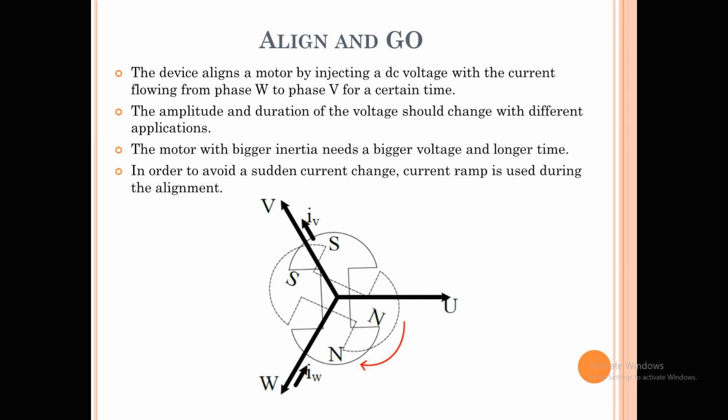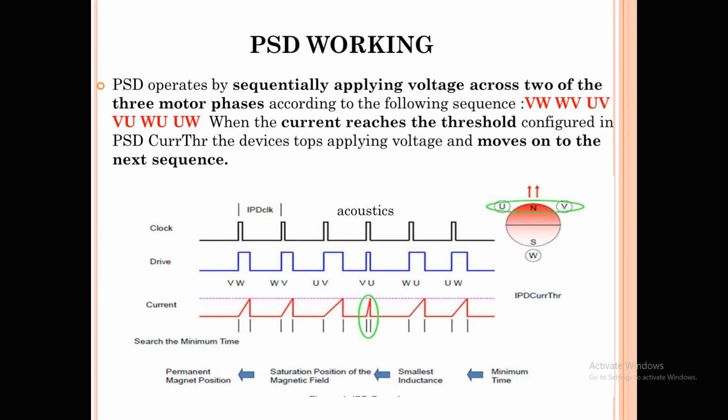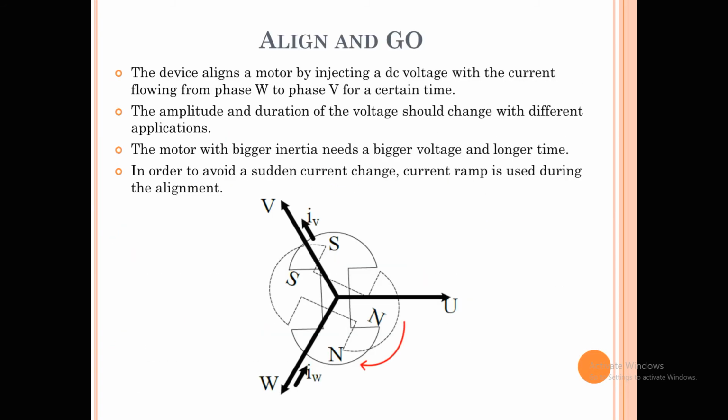Usually there are two methods available to start the motor. First is the align and go method, and another is basically the preset setting. Okay, so let's start with align and go. Align and go basically refers to the device injecting some DC voltage, with current flowing through two phases for a certain time duration.